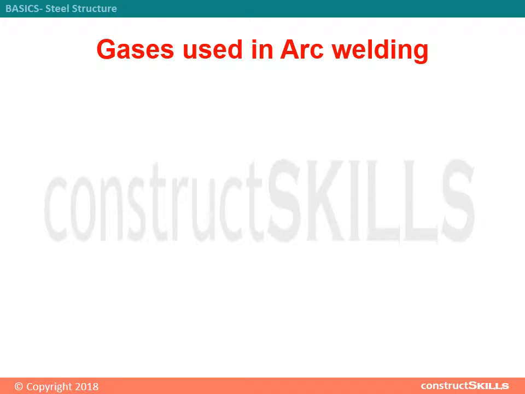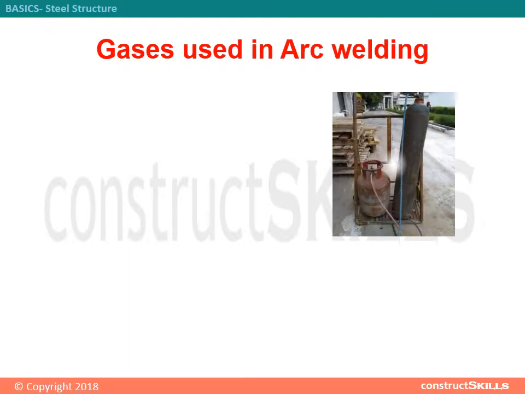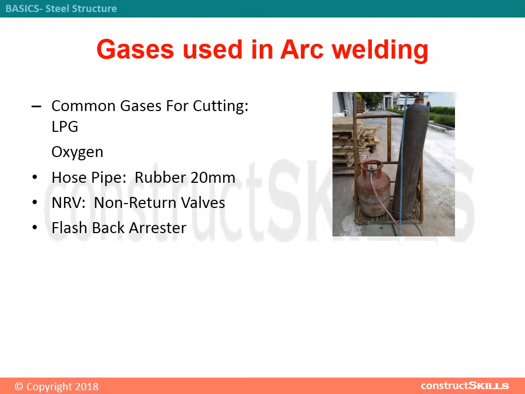Gases used in arc welding. Common gases used for cutting are LPG and oxygen. Hose pipe. It is generally of rubber with a diameter of 20 mm. NRV. It is known as non-return valve. Flashback arrestor, which is a gas safety device and it protects from big explosions.